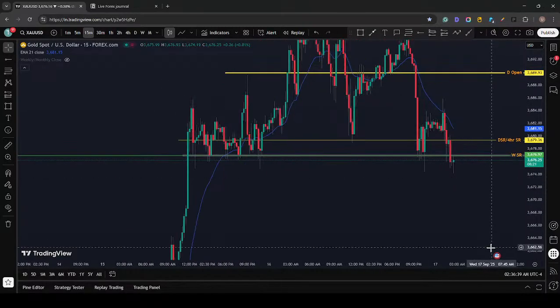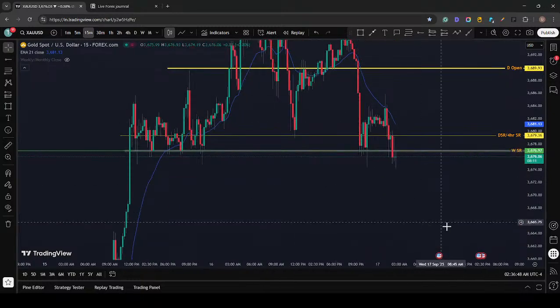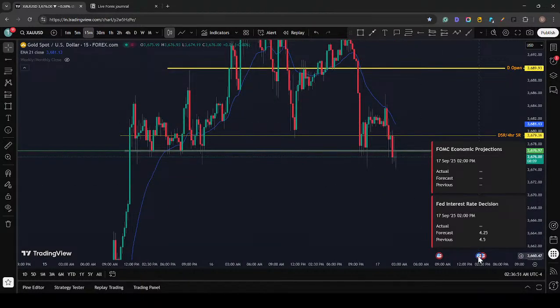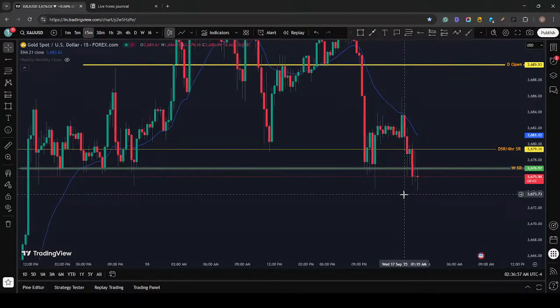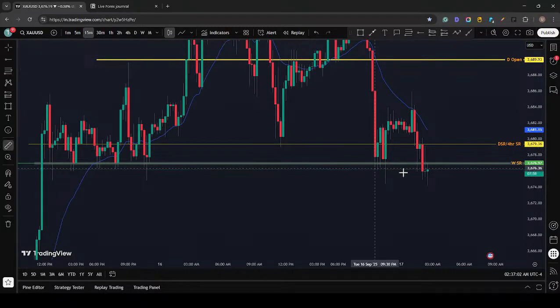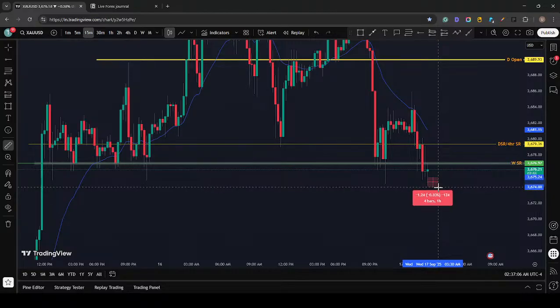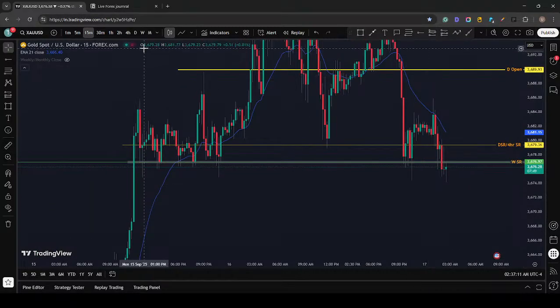And also today is the FOMC, right? What are the news we have today? We have FOMC, Fed interest rate decisions. It could be a very volatile session. It went for 10 to 12 pips. Now it's going back.